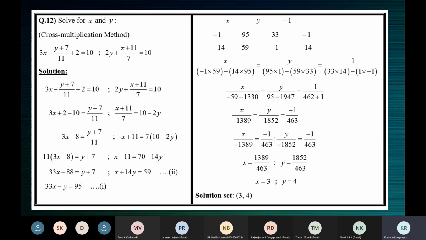We simplify the equations given to us, and we find the linear equations in x and y. We solve them using the cross multiplication method and find the values of x and y. Take a screenshot, children. Please take a screenshot.